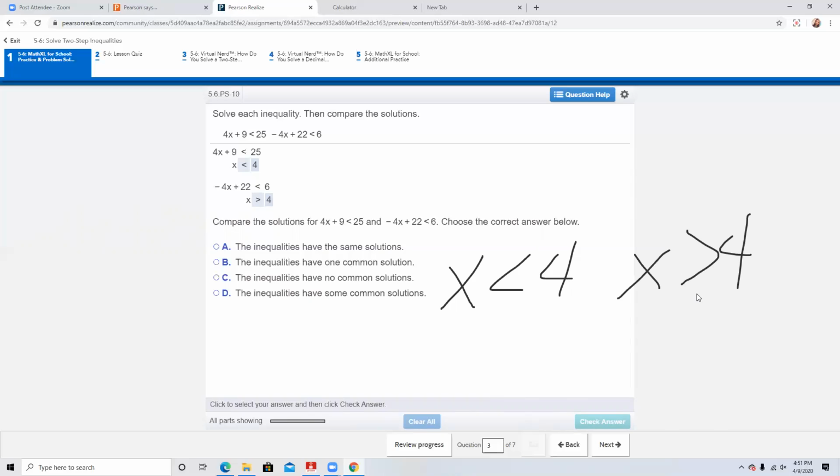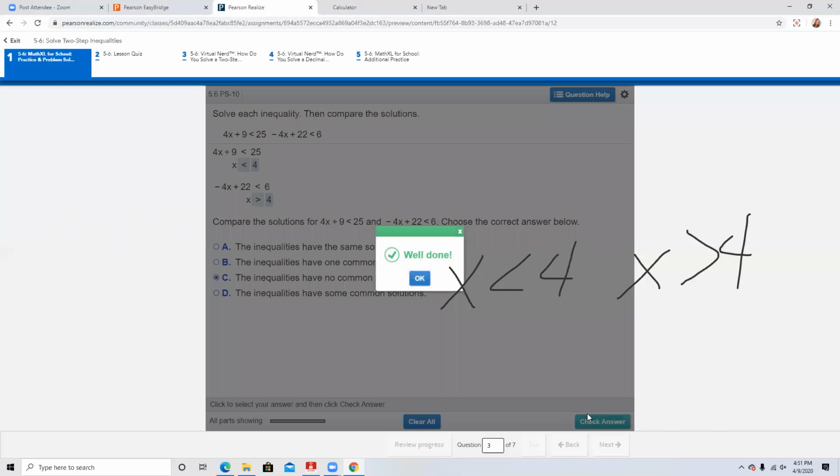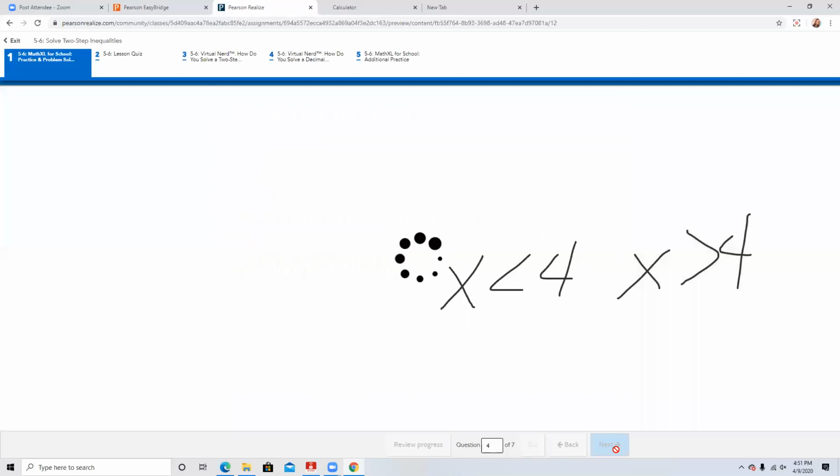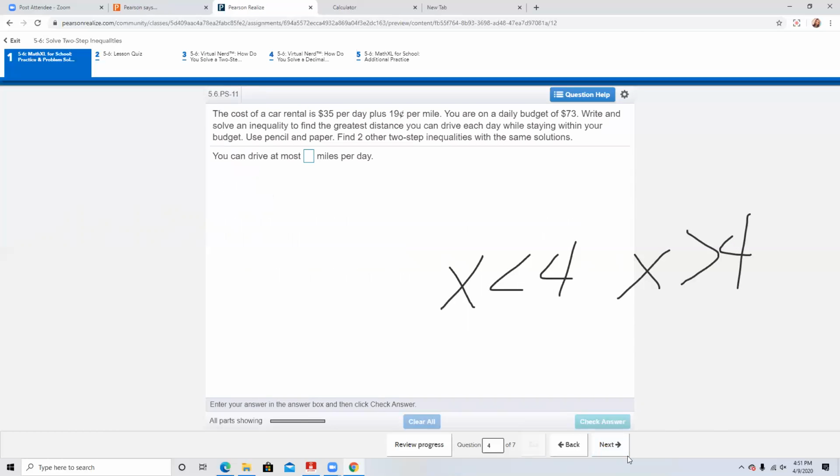If they were equal to, then the answer could be 4. But this one says x is less than 4. So that means this has to be 3, 2, 1, 0, negative 1. This one right here says x is greater than 4. That means this has to be 5, 6, 7, 8, 9. So that means they have no common solutions. And that's how you answer that particular question. In this case right here, you're just writing 2 inequalities.